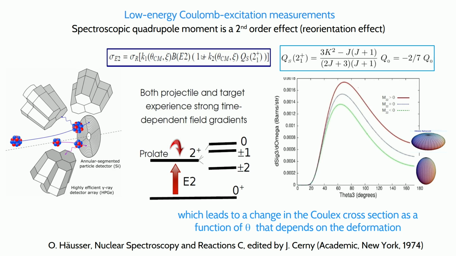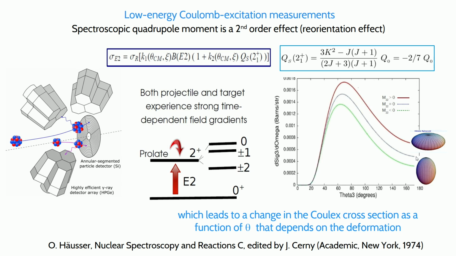Here is a second order effect in Coulomb perturbation theory, in Coulomb excitation. The first one is the transition probability, the B2 value, how you populate the first 2 plus from the ground state. And this is a reorientation effect of the magnetic substates, which depends on the shape of the nucleus. Because of this positive sign, the oblate shape has a larger cross-section than the prolate shape, and the one here in the middle is for a spherical nucleus.